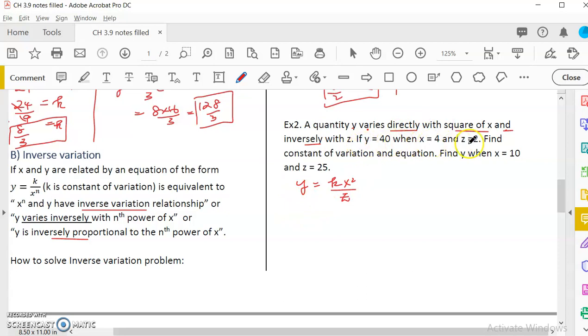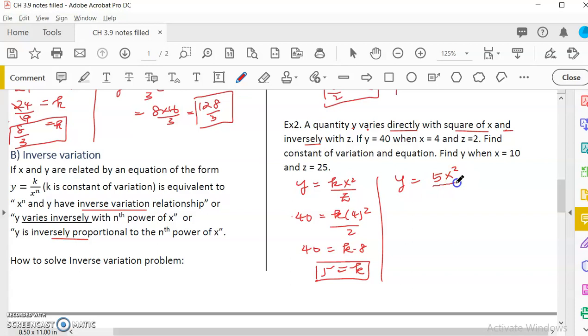Now you use one set of values to find k. When x is 4 and z is 2, y is 40. So we write 40 equals k times 4 squared over 2. 40 equals k times 16 divided by 2, which is 8. So k times 8 gives k equal to 5. Based on this, we found the variation constant, and we can now write the equation: y equals 5x squared over z. This is useful for any values of x and z.